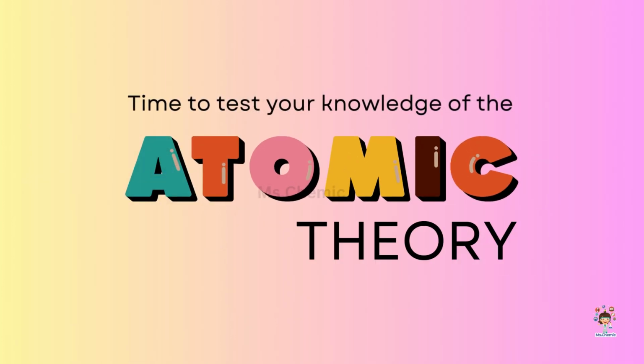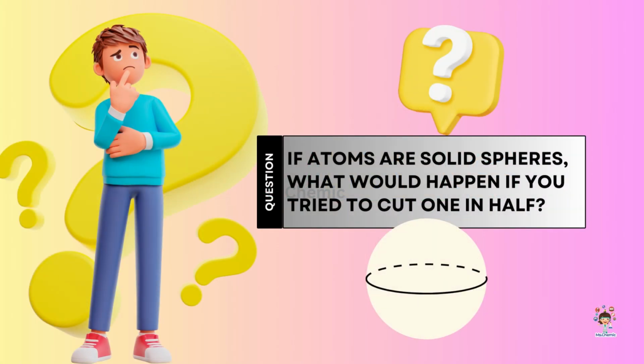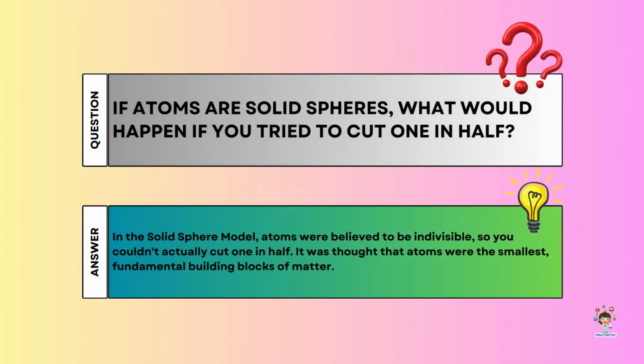Time to test your knowledge of the atomic theory. If atoms are solid spheres, what would happen if you tried to cut one in half? In the solid sphere model, atoms were believed to be indivisible, so you couldn't actually cut one in half. It was thought that atoms were the smallest, fundamental building blocks of matter.